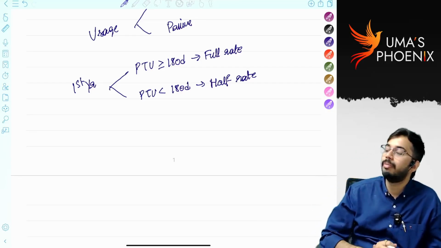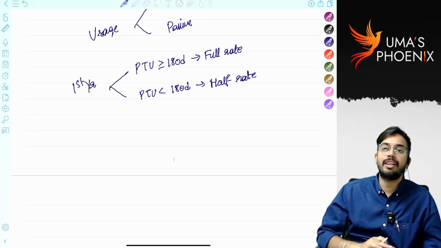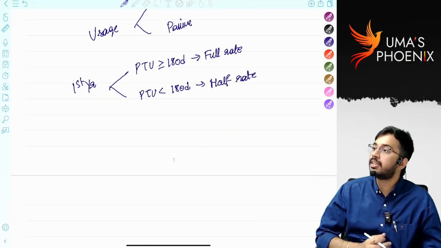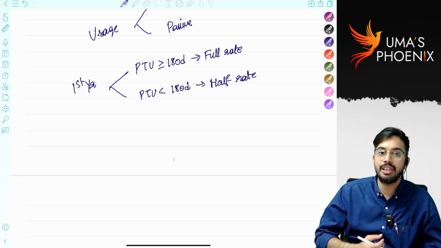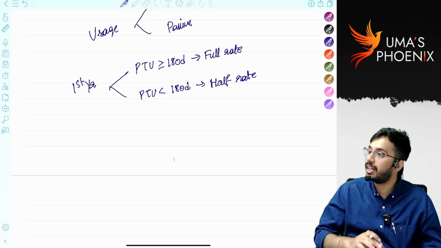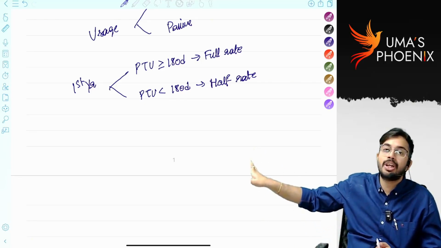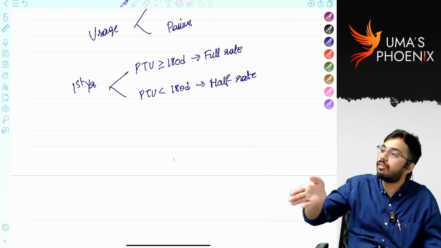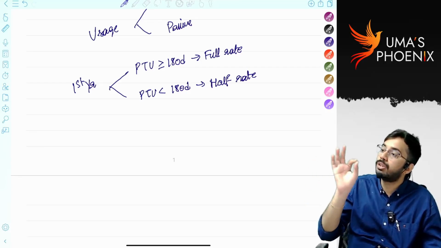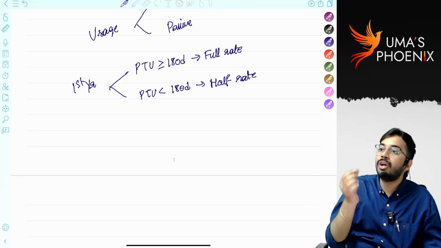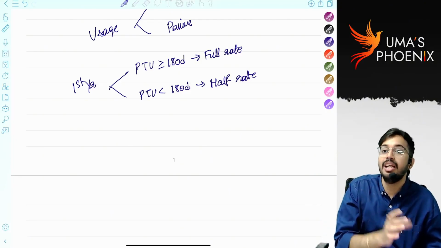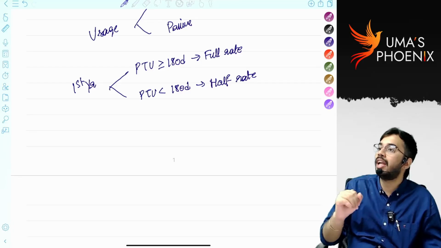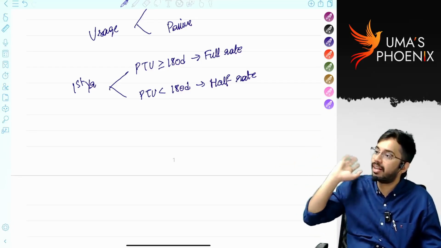Okay, good. Now, if an asset is put to use for greater than or equal to 180 days, you need to calculate the full rate of depreciation. If an asset is put to use for less than 180 days, you will calculate the half rate of depreciation. This half rate concept is applicable only in the first year. From the second year onwards, even though the asset is used for only a few days, or even a few hours, you can still claim depreciation for the whole year. Is it clear?